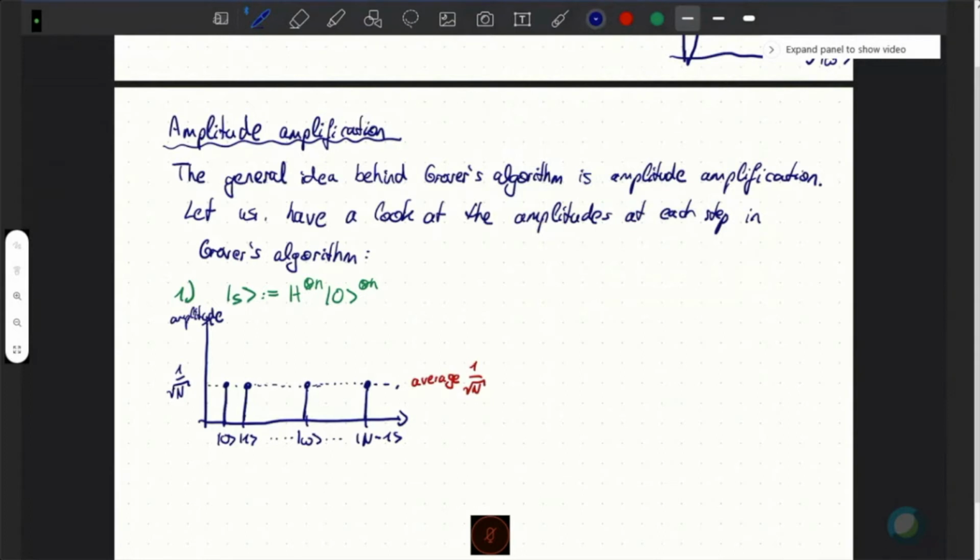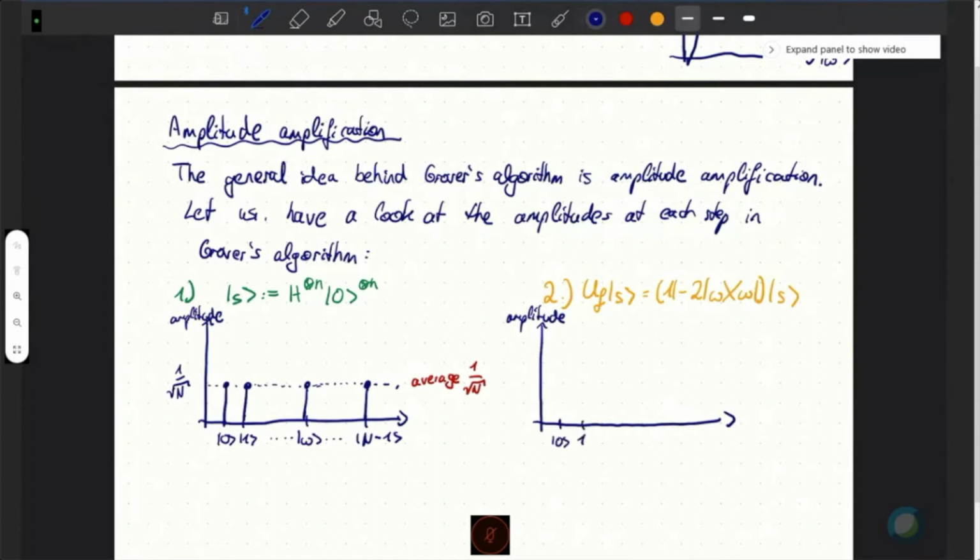Okay, then we have the second step. The second step is where we apply our oracle, which is identity minus 2 times the projection onto W, applied to our superposition state. Let's draw another diagram. Again with the amplitude here. And we have the states 0, 1, and so on. We have the state W, and then the other states.